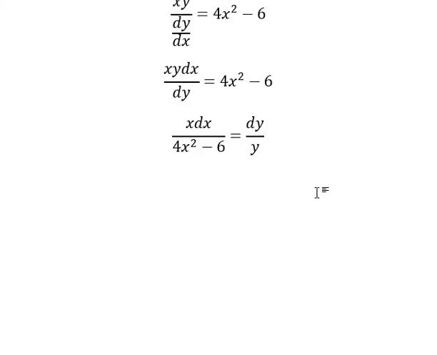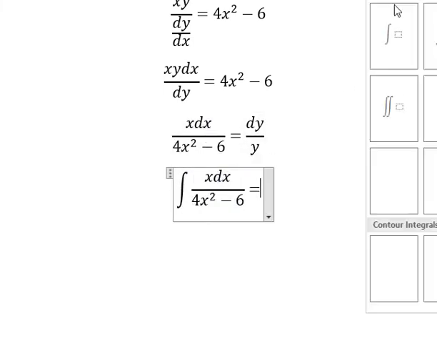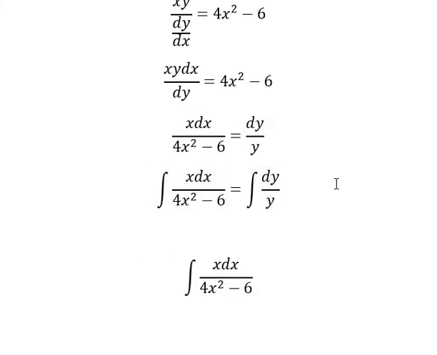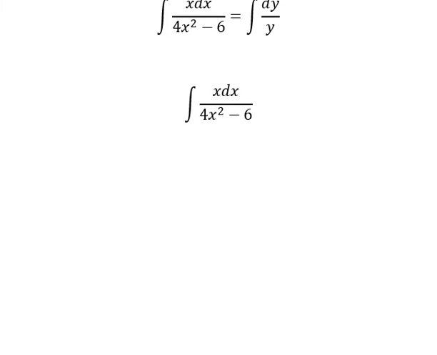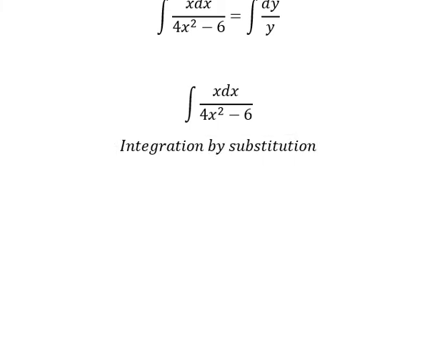Next, we put the integration for both sides. Now I will concentrate on this one. We need to use integration by substitution. So I will put u equal to 4s squared minus 6.